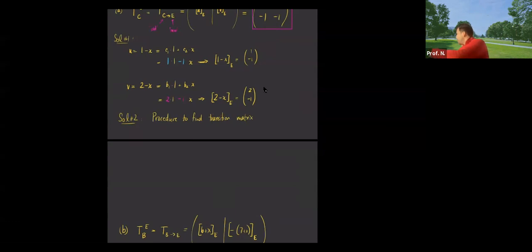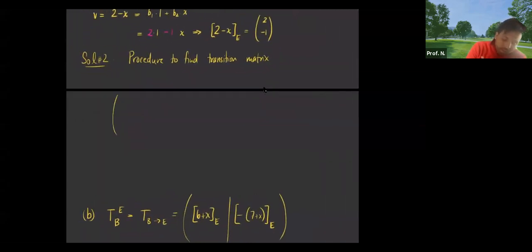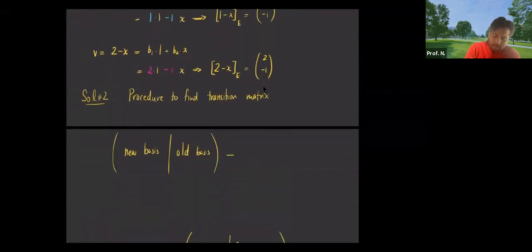So, the new to the old. The way you find the transition matrix is if you go from the new basis to the old basis. And then the idea is that when you put this in row reduced echelon form, you get the identity and you get the transition matrix. Do you see that?